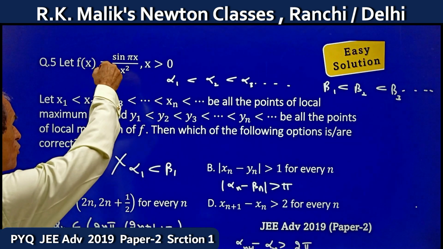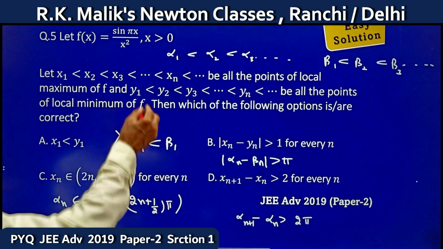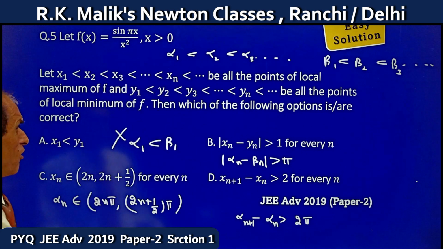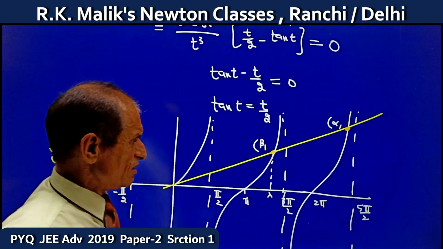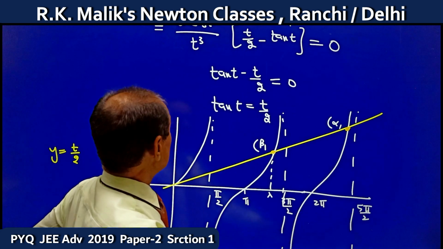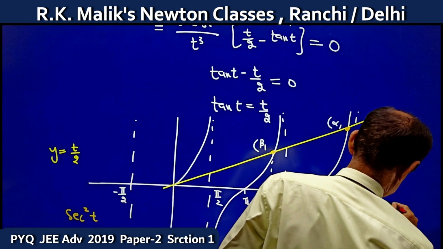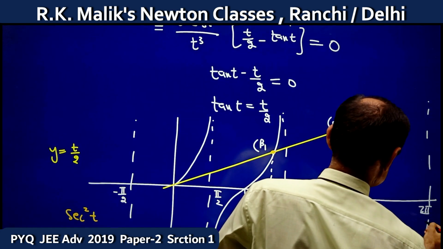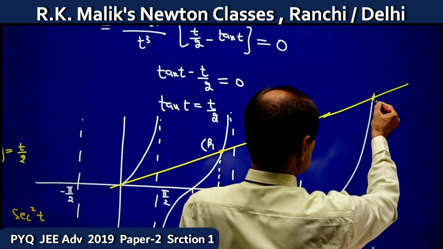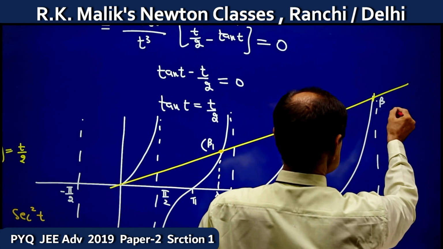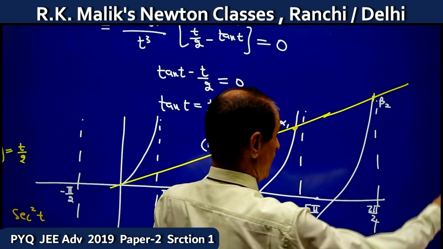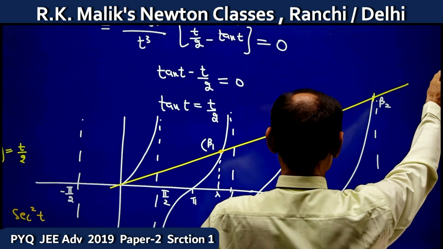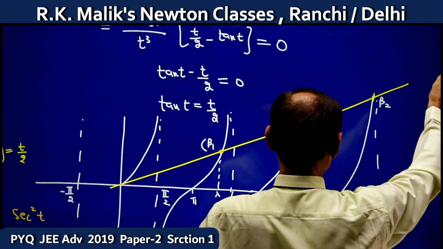Note that the given function is a continuous function, and because this is continuous, the points of local minima and local maxima will surely occur alternately. That is, if I extend this graph, that is, it is 7 pi by 2, the x coordinate of this point will surely be beta 2, and at the next point of intersection there will be local maxima again. That point will have x coordinate alpha 2.